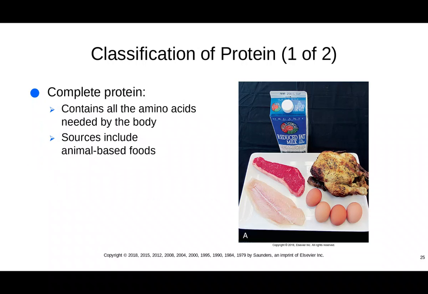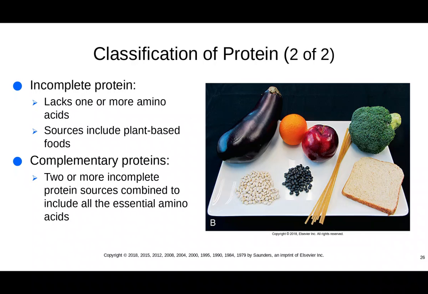So a complete protein contains all the amino acids that are needed by the body, and the sources include animal-based foods. So we've got milk, chicken, steak, fish, eggs. An incomplete protein lacks one or more of the 20 amino acids, and those are sourced from plant-based foods. Now you can have complementary proteins, which are 2 or more incomplete protein sources that combine to include all of the essential amino acids.